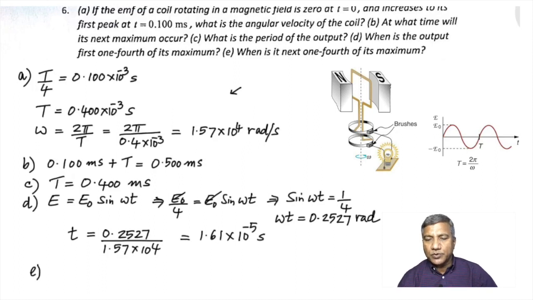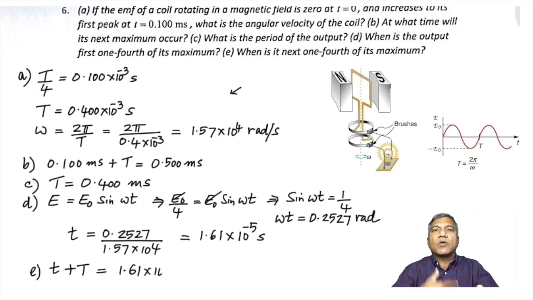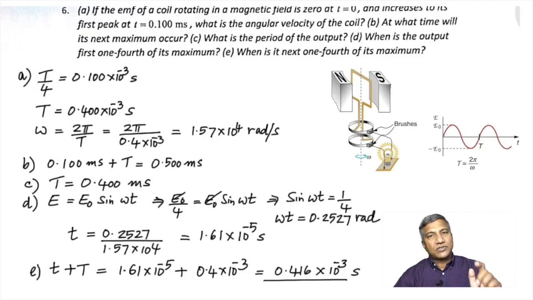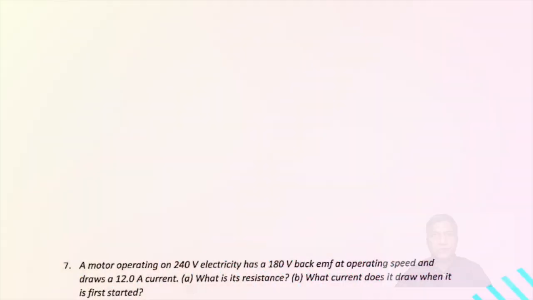And E says when is its next 1/4 of its maximum. Of course, after one more time period, it becomes next 1/4. The time period is here, which is 0.4 milliseconds. So add that and you get the answer. That's how we do these problems.